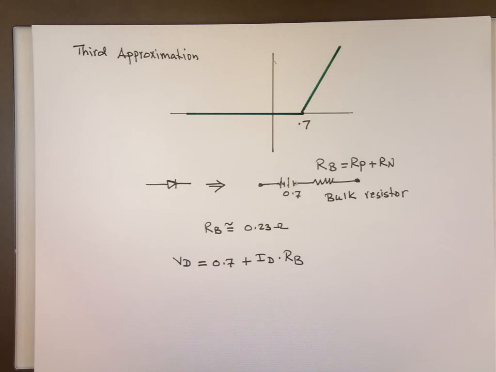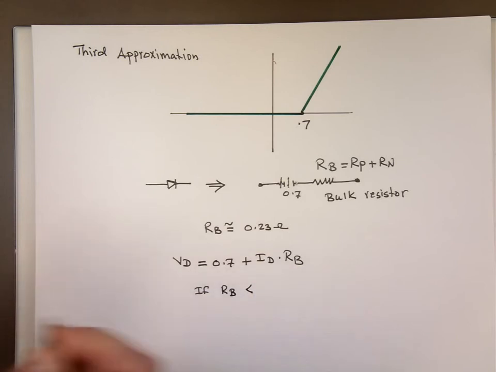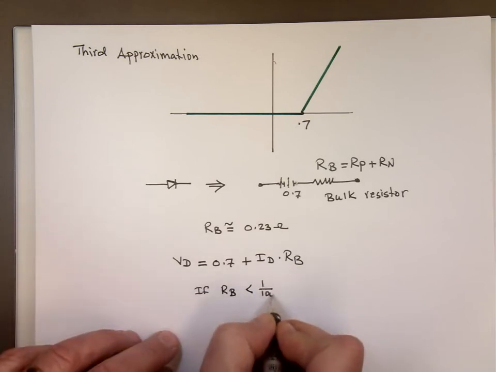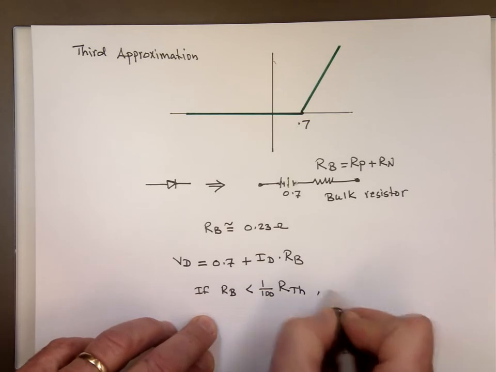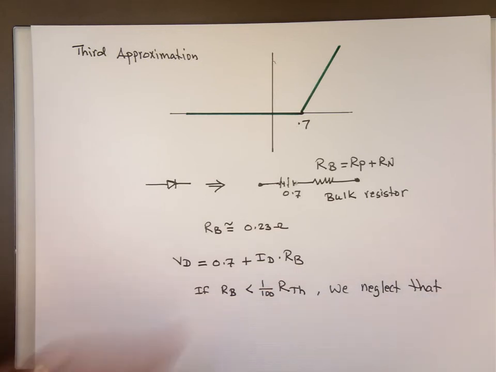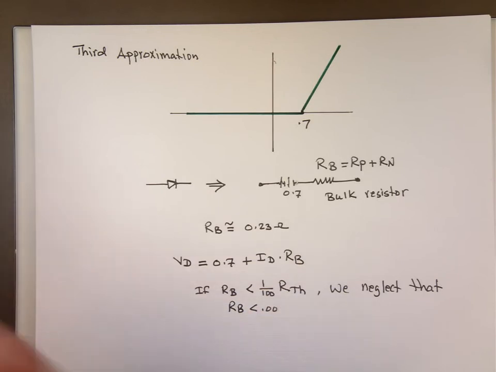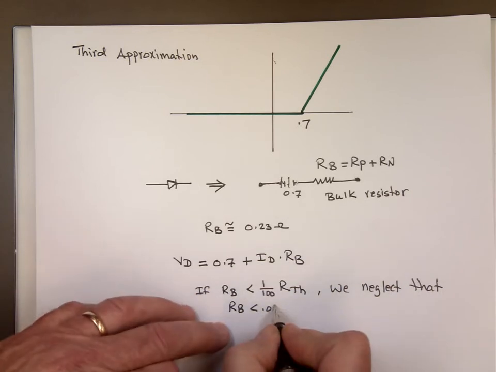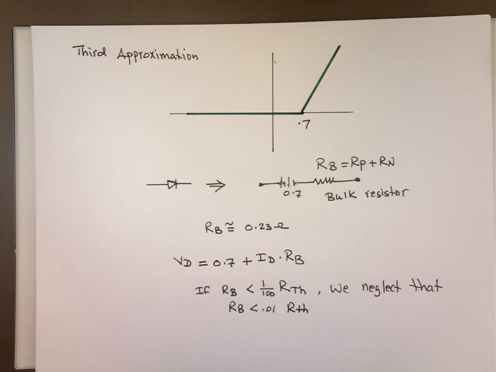Now, do we have to count that R sub bulk? Do we have to worry about that resistor? Well, here's the rule. If R sub bulk is less than 1/100th of R Thevenin, we neglect that. It's not going to make any difference. So if R sub B is less than 0.01 R Thevenin, then we can neglect R sub B.